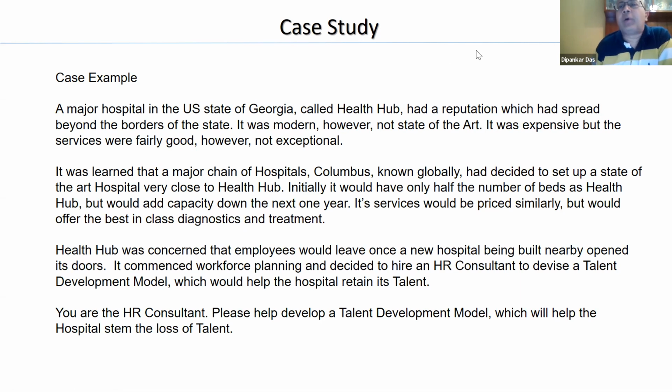So what we need to do now is, you can think in a group, and what would be the key actions that the Health Hub needs to take so that it will be in a better position in competing with Columbus, which is coming up next door. So, this is a brainstorming exercise. All of you can decide who will take the lead, but you can just have a discussion. I'm muting myself. You have a discussion and take 10 minutes, and then we will discuss again.